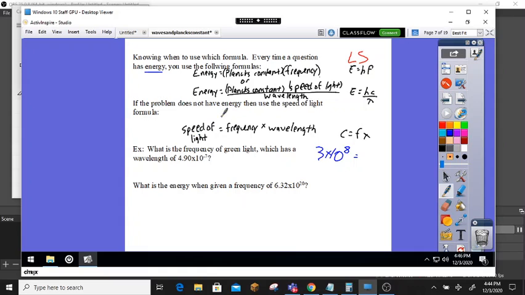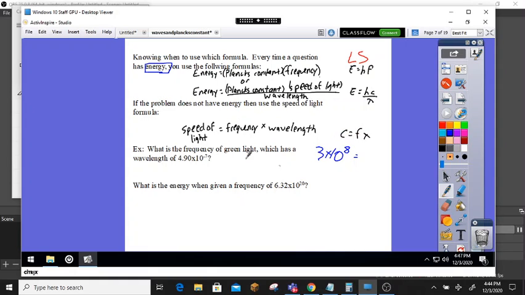Well, the first thing you want to do is you're looking for the keyword energy. That's your keyword in doing these problems. Anywhere on here, do we see the word energy? We do not see the word energy, so that eliminates these 2 formulas. Therefore, we're going to use this formula.